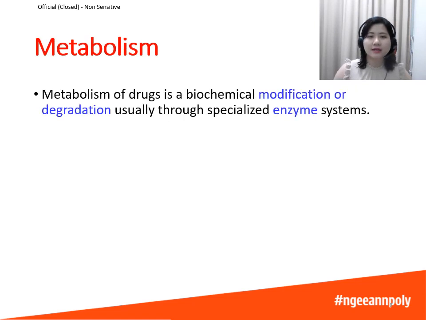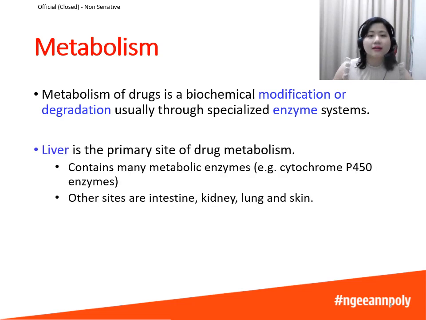Drugs in the body undergo metabolism, which means that they undergo biochemical modification or degradation, usually through specialized enzyme systems. The liver is the primary site of drug metabolism. The liver contains many metabolic enzymes, such as the cytochrome P450 enzymes, which are well known for their role in drug metabolism. Besides the liver, drugs may also be metabolized in the intestine, kidney, lung, and skin.